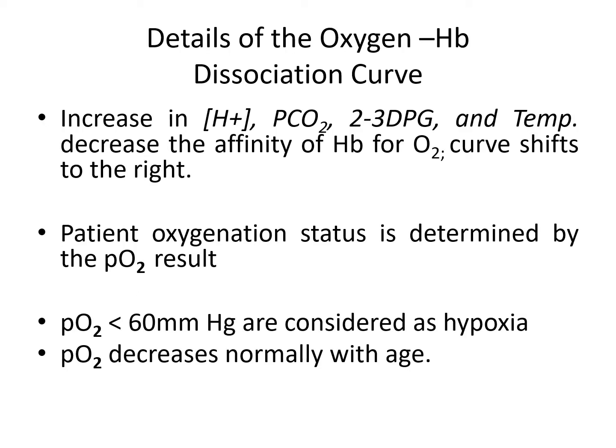If the hydrogen ion concentration, PCO2, 2,3-DPG, and the temperatures are increased, there will be a decrease in the affinity of hemoglobin for oxygen. It will cause a shift to the right. The patient's oxygenation status is the main determinant for the PO2 result. This will then result in less than 60 millimeter mercury of PO2, which is considered hypoxia. Remember, the normal level should be about 90 millimeter mercury or higher. PO2 decreases normally with age.